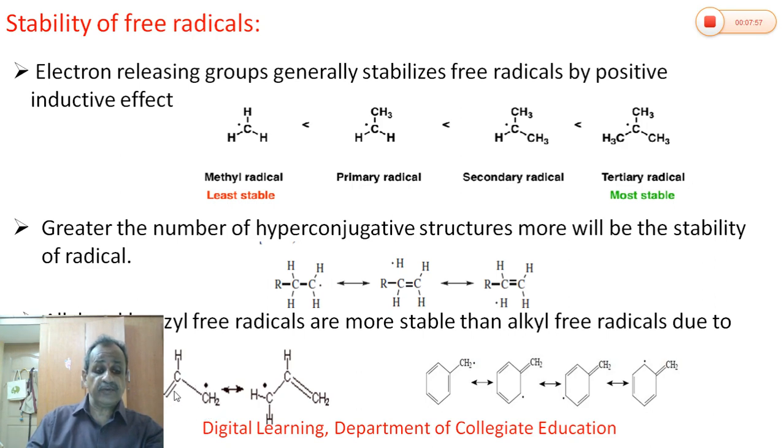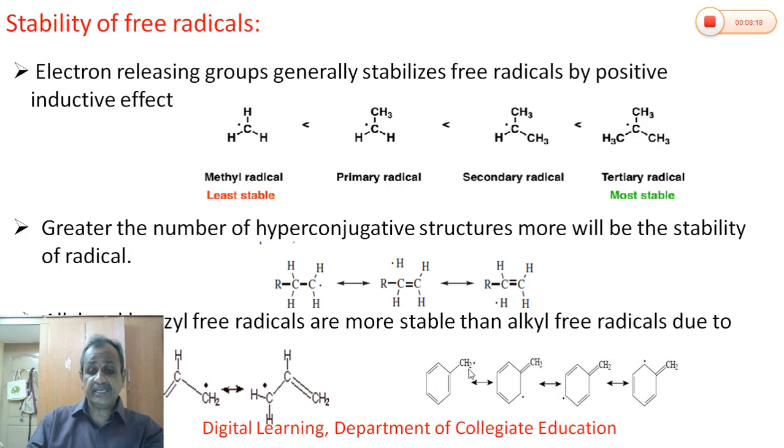So if the electron moves here and the electron goes to this carbon, so we get single bond carbon, double bond carbon. So exactly both are the same. So we get resonance structures. Due to resonance effect, this is most stable.